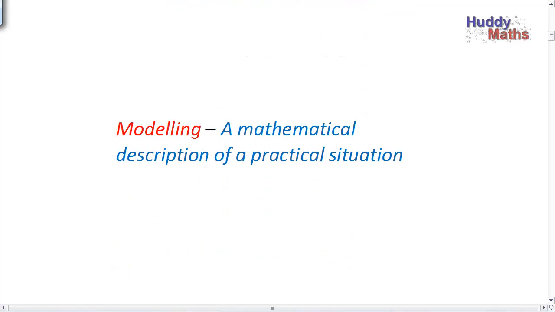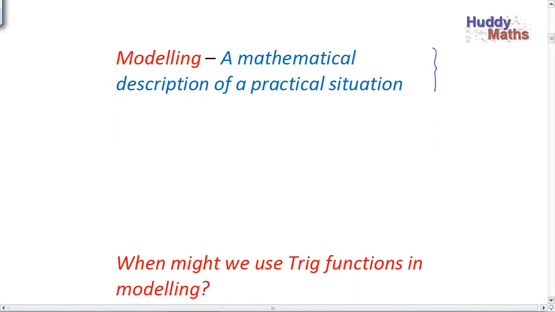What is modelling? Well, it's not just on the catwalk, mate. In mathematical terms, here's the Huddy definition at least. It's a mathematical description of a practical situation, using perhaps a graph or a formula to have a better look at what's going on there. Okay, so that's the definition of the modelling that we're going to be doing now.